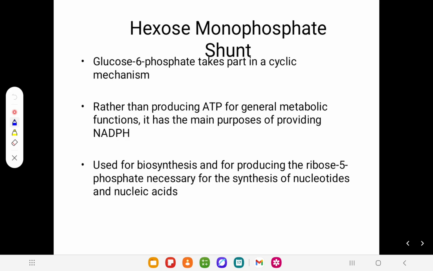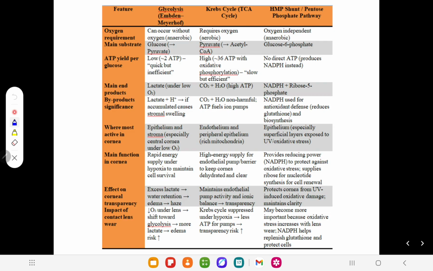Its main purpose is providing NADPH, used for biosynthesis, and producing ribose 5 phosphate, necessary for the synthesis of nucleosides and nucleic acids. It basically protects the cornea, isn't it? Yes. So this is the chart that we are going to discuss in depth.